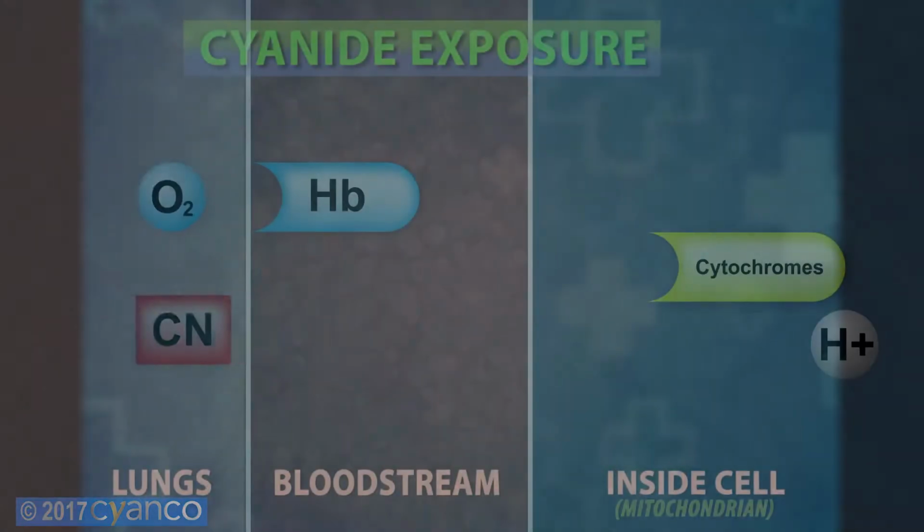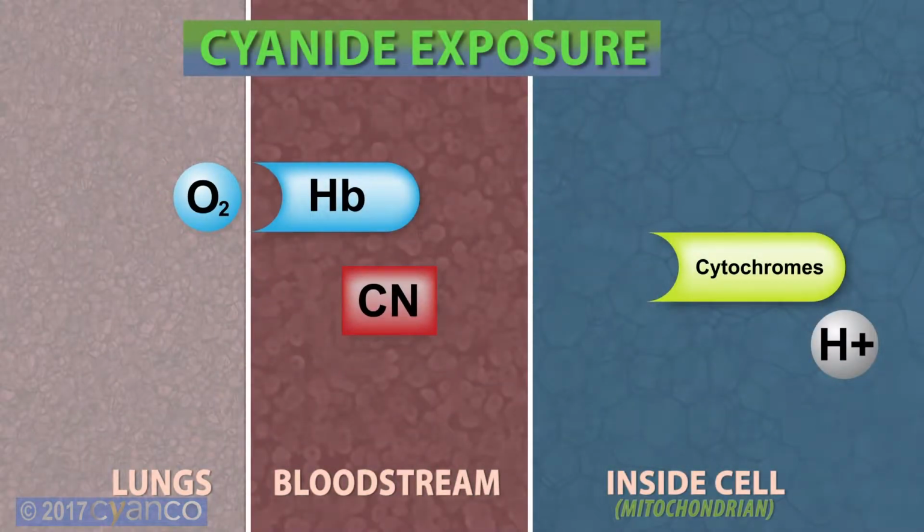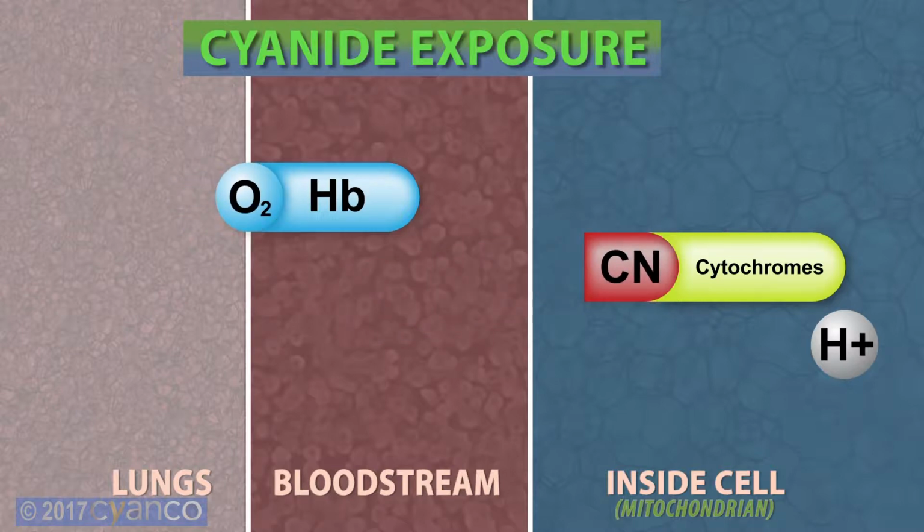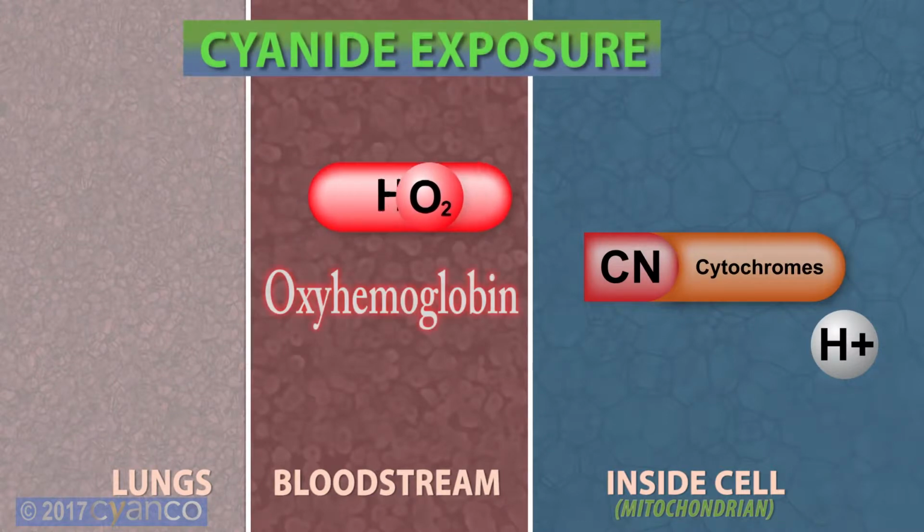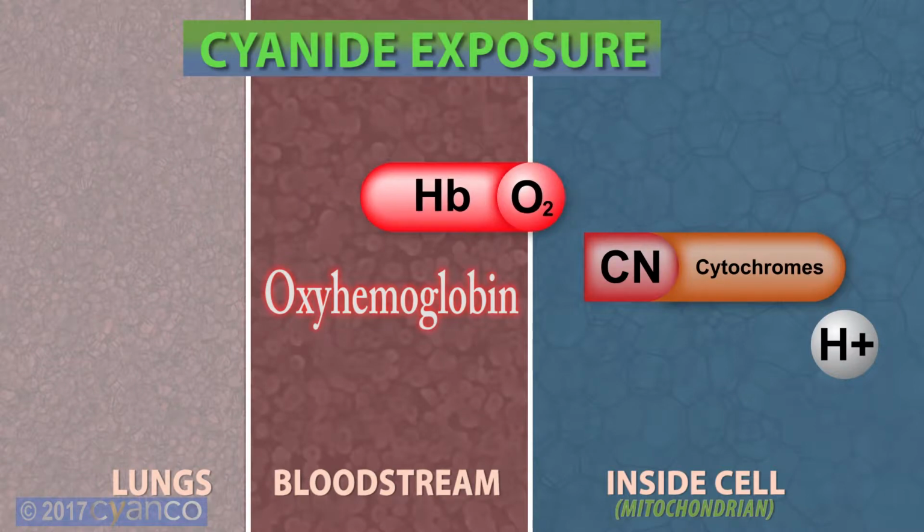Here's what happens. Cyanide dissolves in the bloodstream and is carried to the body's cells. It has an affinity for cytochromes, which are mitochondrial enzymes involved in energy production at the cellular level. Cyanide interrupts the oxygen transport indirectly at the cellular level by attaching to the cytochromes, blocking the cell's ability to use oxygen to produce energy. The oxygen remains in the bloodstream as oxyhemoglobin.